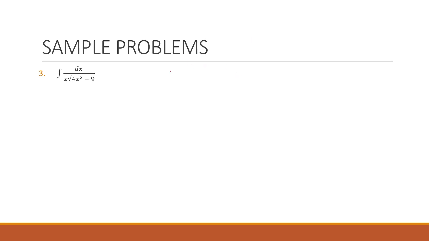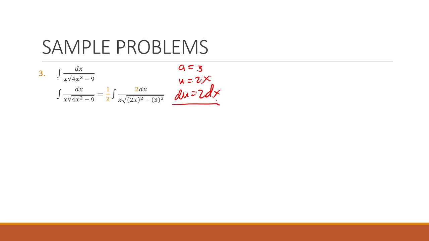So we can identify the components, no? a is 3, u is 2x, okay? Where du is what? 2dx, okay? So in order to apply arcsecant, we have to have du in the numerator, and du should be 2dx. So in order to satisfy du, we have to multiply 2 in the numerator. Since we multiplied 2, we have to divide by 2. That's why we have here 1/2 as the neutralizing factor.